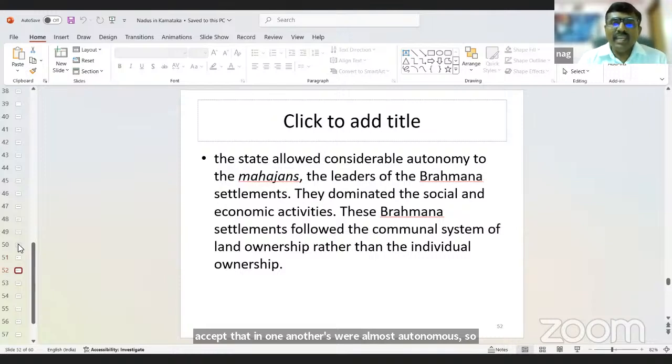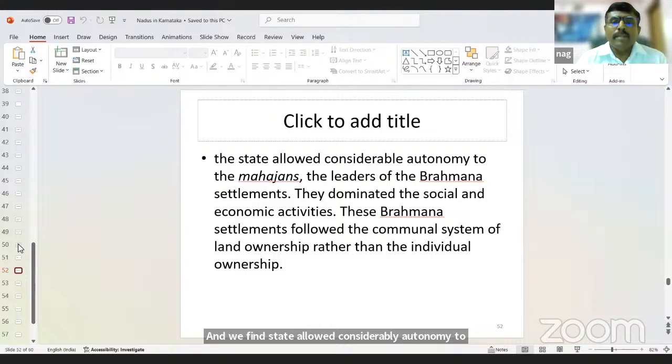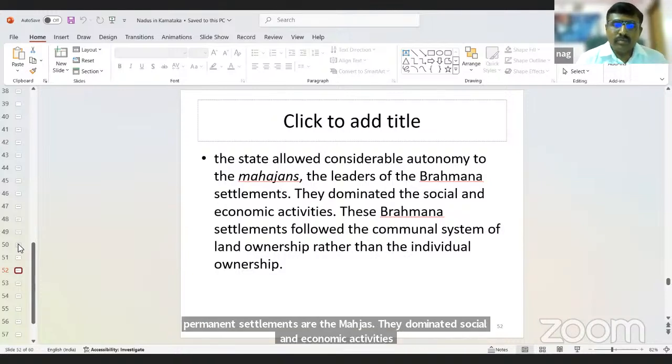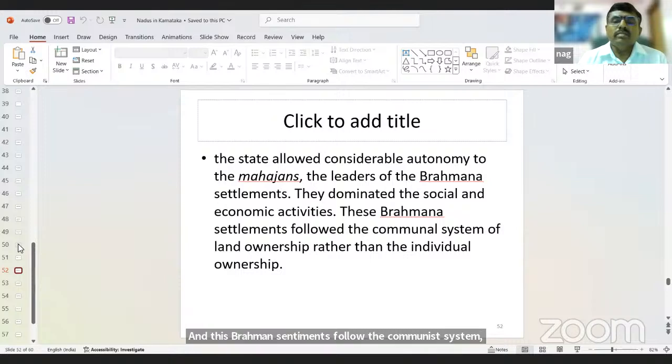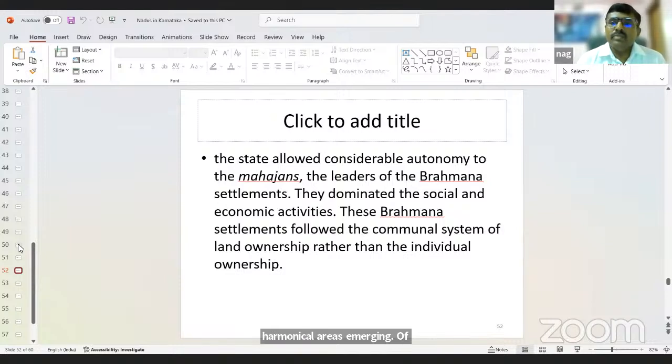And we find the state allowed considerable autonomy to the Mahajans also. Mahajans are the leaders of Brahmana settlements. These Brahmana settlements, or the Mahajans, dominated social and economic activities, and they followed a communal system of land ownership. Large areas of land were given to Brahmins, sometimes 100 Brahmins, sometimes 1,000 Brahmins, so we find large Brahmanical areas emerging. Of course, it was not given to single individuals, but we find agrahara settlements where they hold the land together.